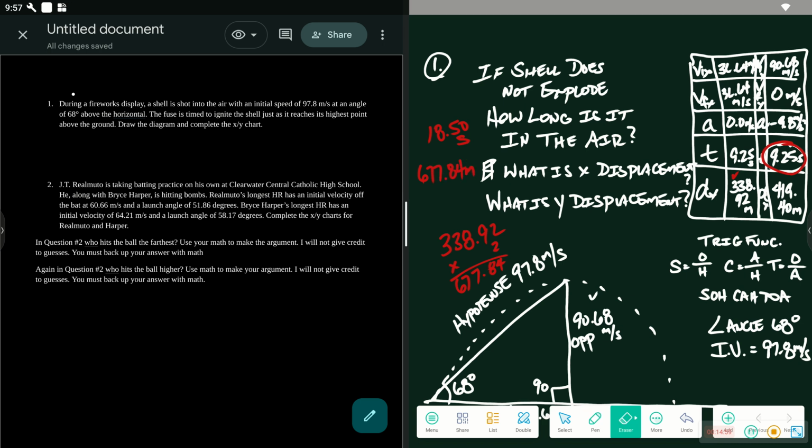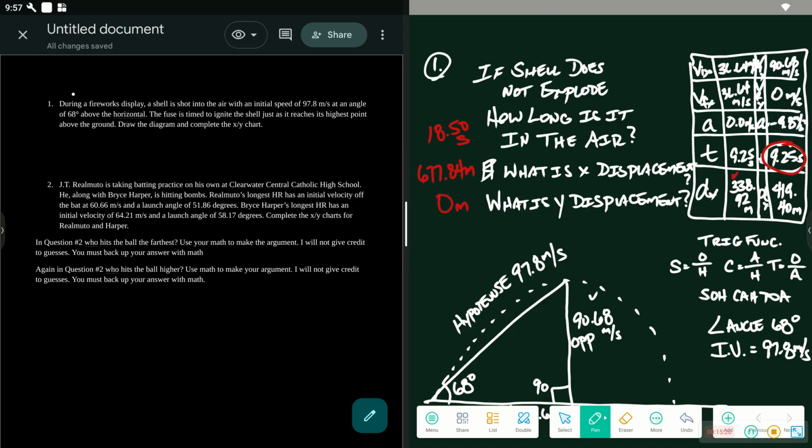Now, what's your displacement on the y-axis? So it goes up 419.40 meters. It's supposed to explode, but it doesn't. Now it's got to come back down. What is the displacement of y? The displacement of y is going to be 0 because it came back down.